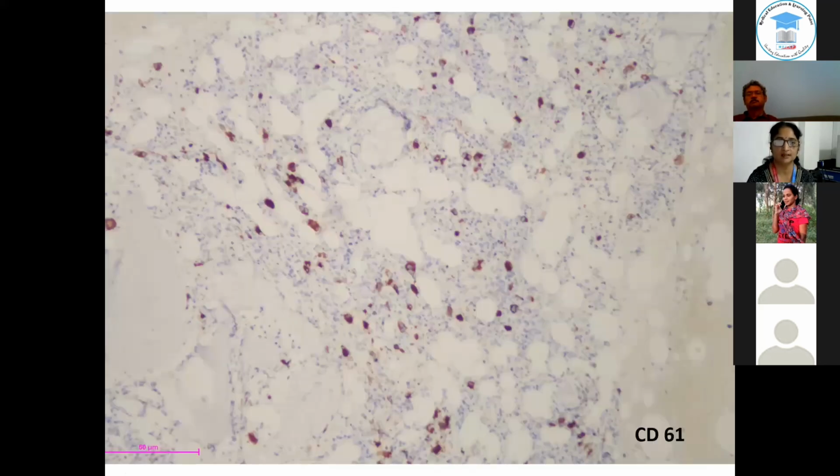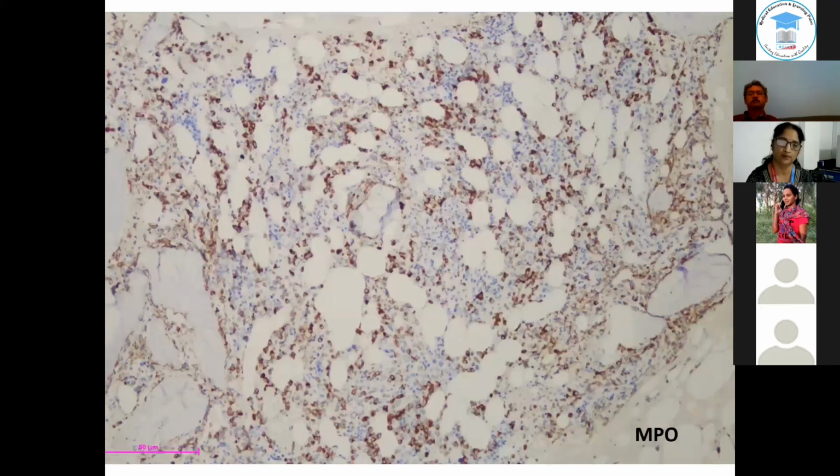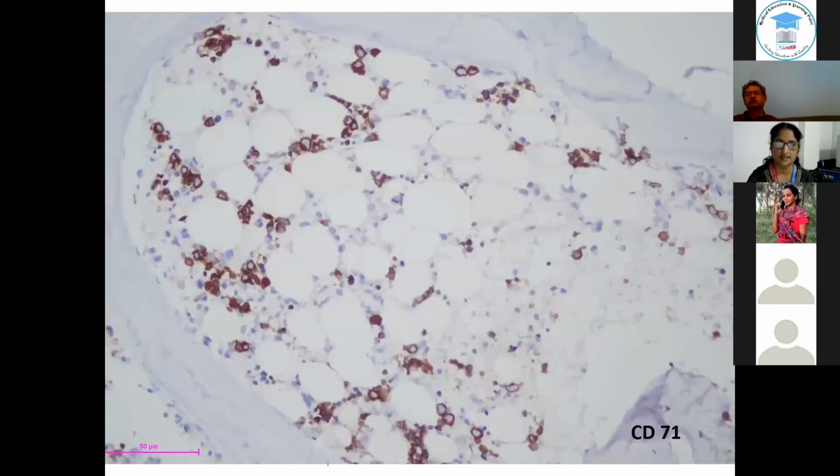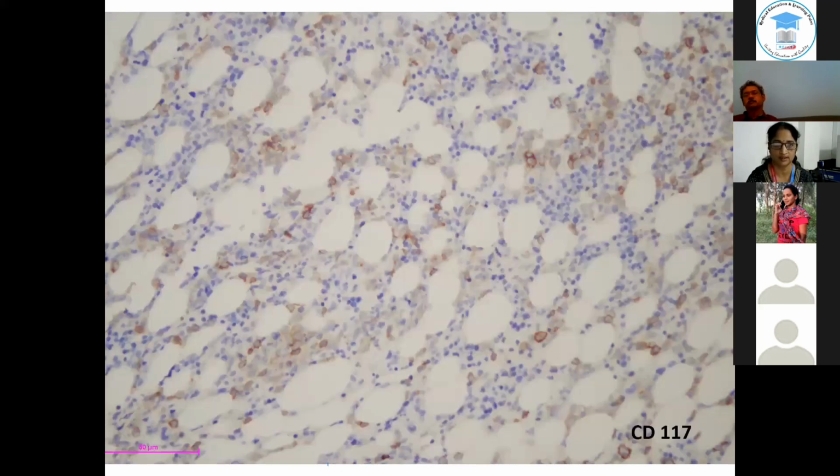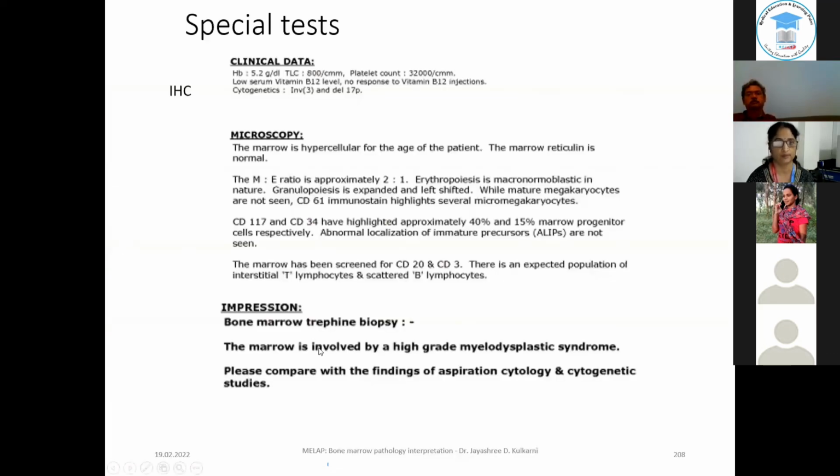Megakaryocytes are decreased in numbers. We really didn't appreciate many megakaryocytes, but if you do the CD61, you can appreciate them, because many of them will be hypolobated megakaryocytes. This is MPO showing a lot of collections of myeloid cells. CD71 again, CD34. So the blasts, as you expected, you saw so many immature cells, but CD34 is not so much increased. This is CD117. It can stain slightly more mature cells.